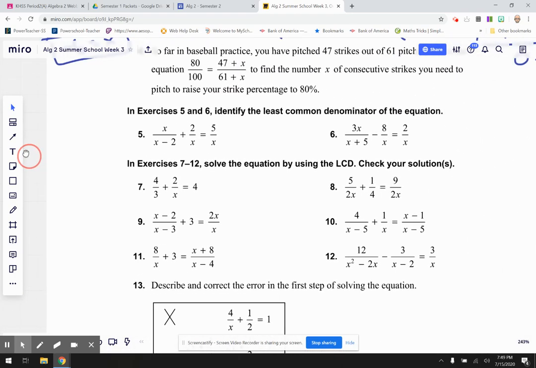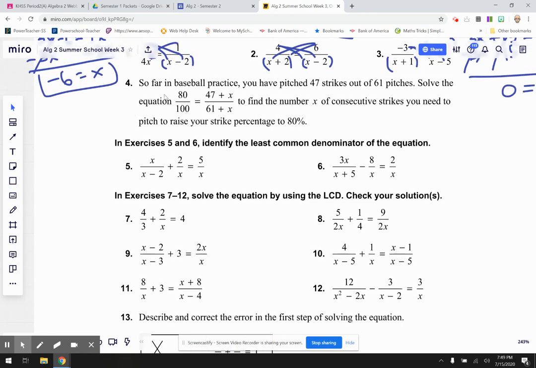Okay, we're looking at 5 now, or 4. So far in baseball, you pitched 47 strikes out of 61 pitches. Solve the following equations to find x, the number of consecutive strikes you need to pitch to raise your strike percentage to 80%. So we want it to be 80 out of 100. That's why the first one is 80 out of 100. And the second one is we want to add the same number to the top and the bottom to get it to equal 80 out of 100.